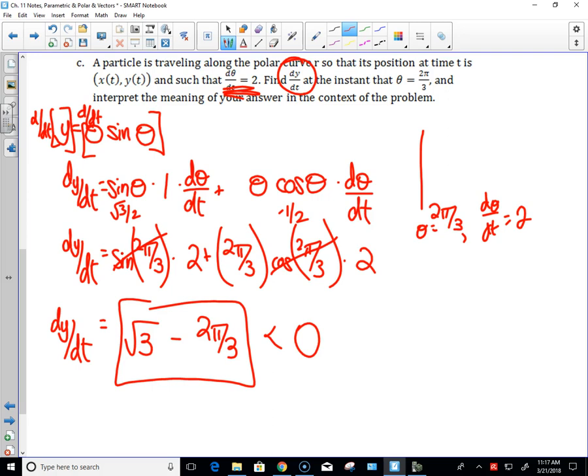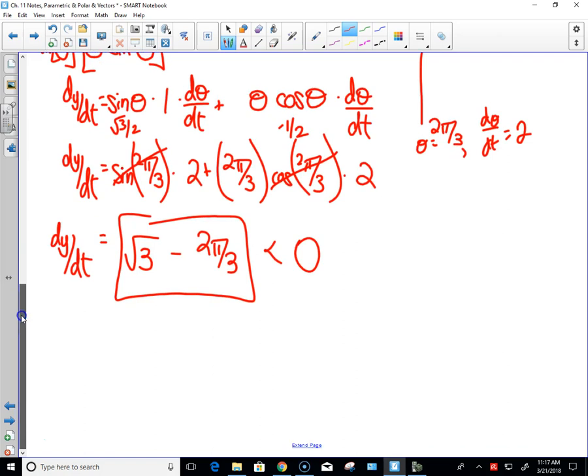True? So I could either say the vertical velocity is negative, or I could say something to the effect of, I can't just say decreasing because I have horizontal, I have vertical, and I have polar. I can't just say position, but I can put in vertical. So I can say the particle's vertical position is decreasing at a rate, right?